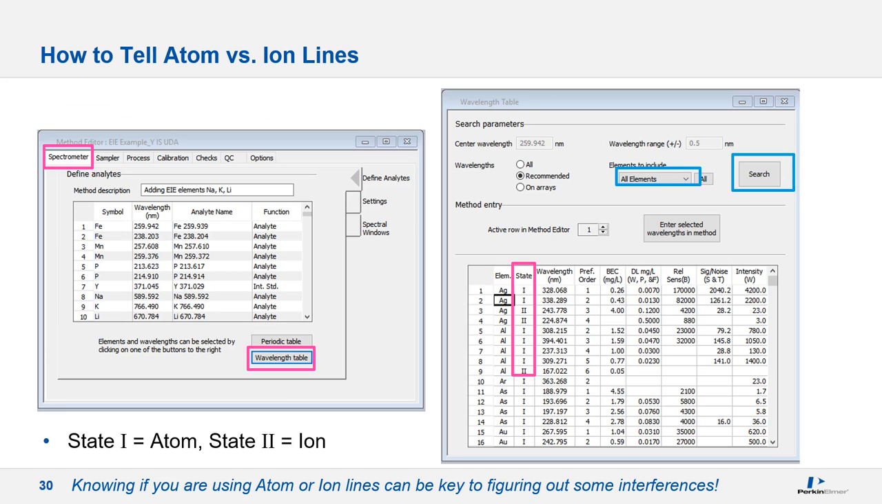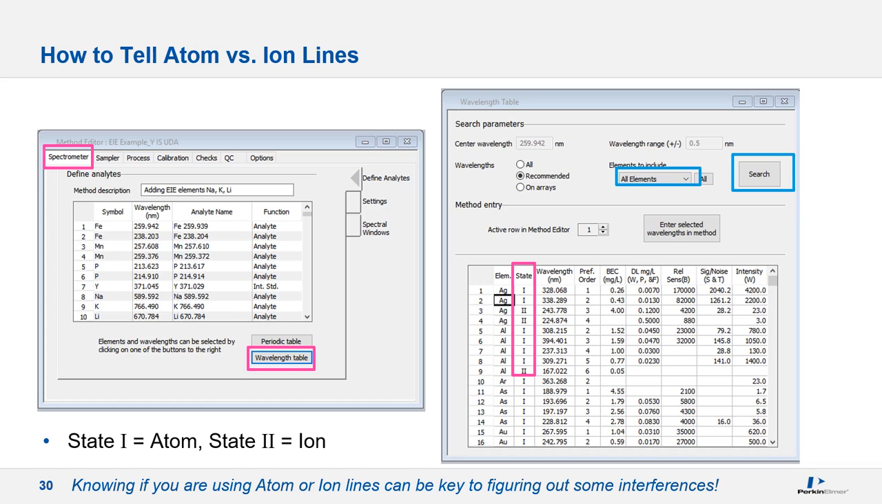First of all, it is critical as you are troubleshooting to know whether you are using atom lines or ion lines in your analyses. On the left-hand side of this screen, I'm showing the spectrometer tab of the analytical method. If you click on the spectrometer tab in your method and click on the wavelength table selection down in the lower part of that window, then you can search for your element of interest. This is shown in the figure on the right.